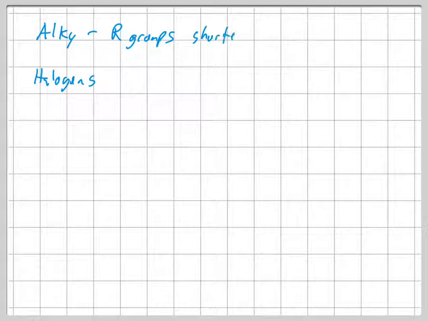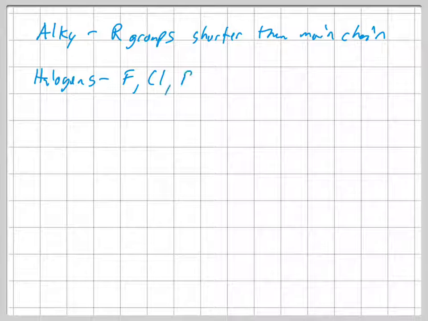An alkyl could be any R group that has a shorter chain length than the main chain. And then the halogens, of course, that's going to be your fluorine, chlorine, bromine, and iodine. The information that I sent you also lists an alkoxy group.